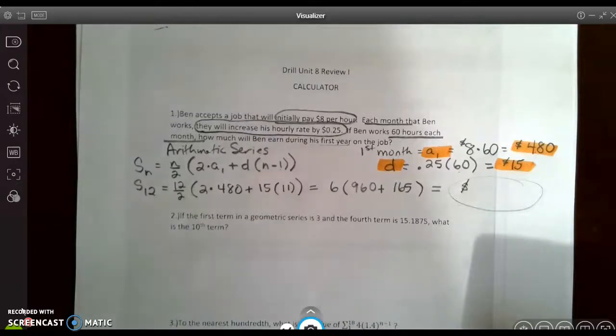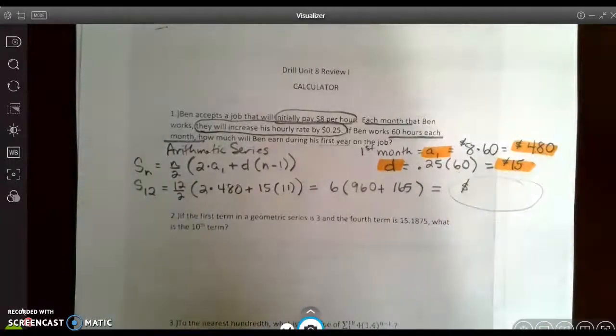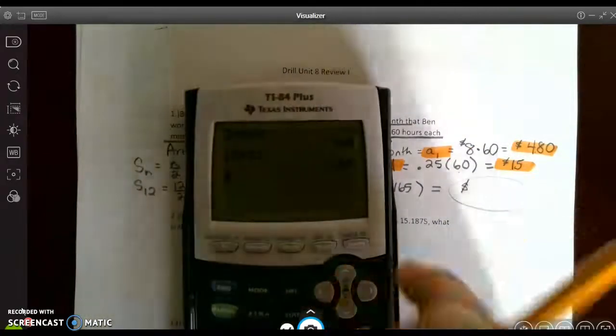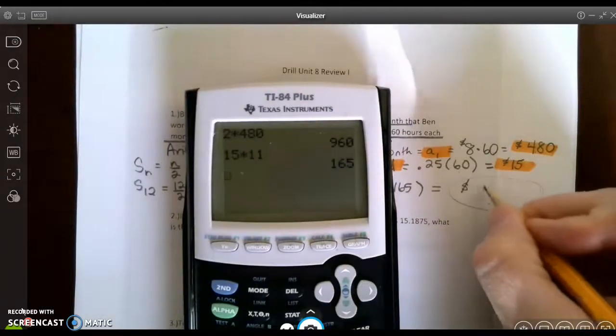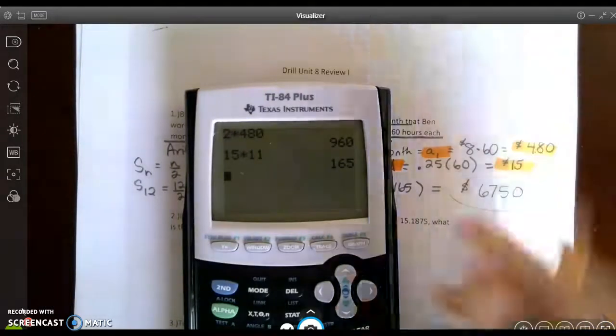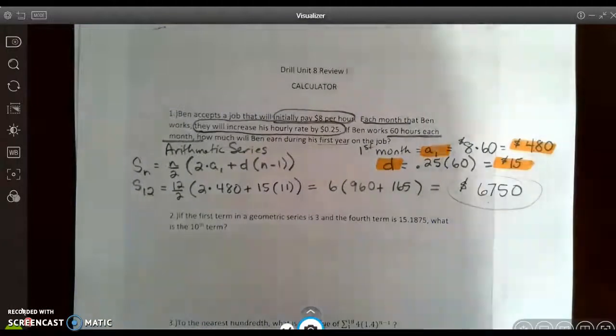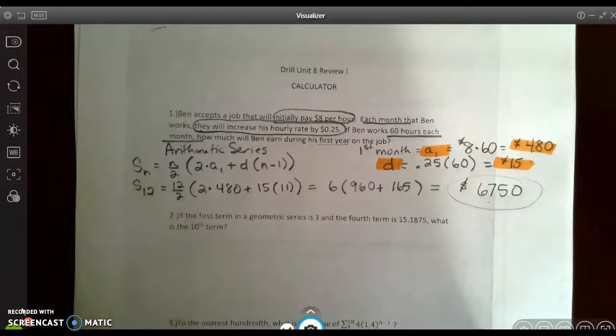All right, let's go on to number 2. If the first term in a geometric series is 3, and the fourth term is 15.1875, what is the 10th term? You know what, actually, since this is a review, I'm sorry, I'm kind of going back here. I'll go ahead and give you that answer. It's $6,750, because I do want you to be able to check and make sure that your answers are correct. All right, so I'm sorry.